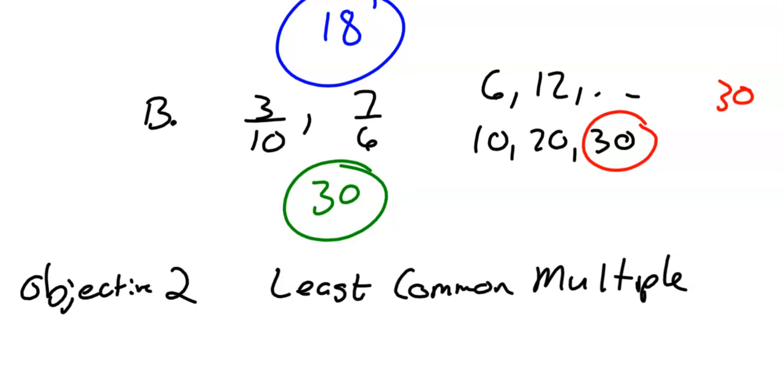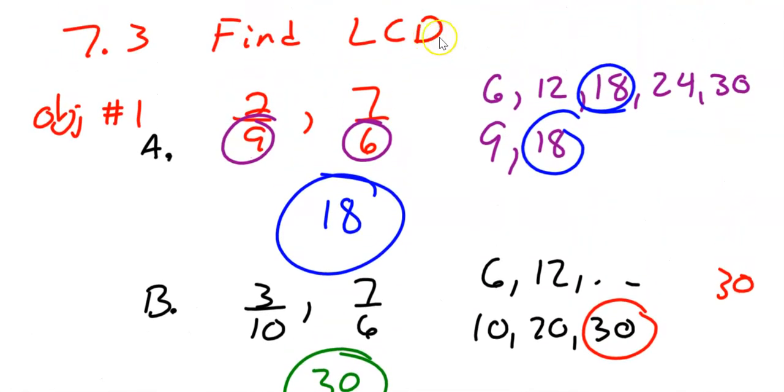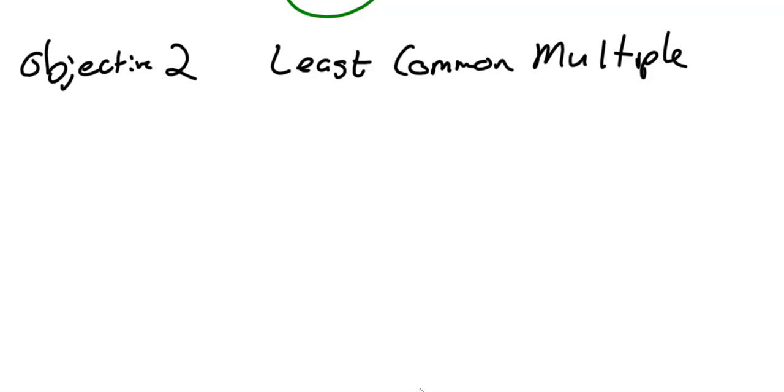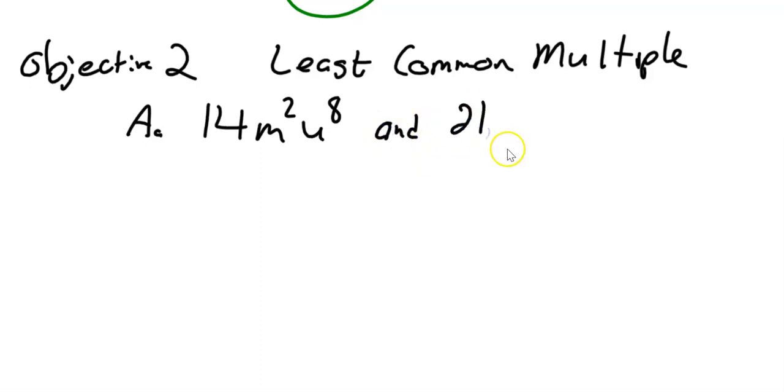When you're finding the least common denominator, you could take that denominator part out and call it the least common multiple of the denominators. The only thing that's different on this one is it's just the least common multiple of whatever numbers they happen to give to you. So we'll go with 14 m squared u to the 8th, and then 21 m to the 6th u to the 4th, and then x to the 7th.